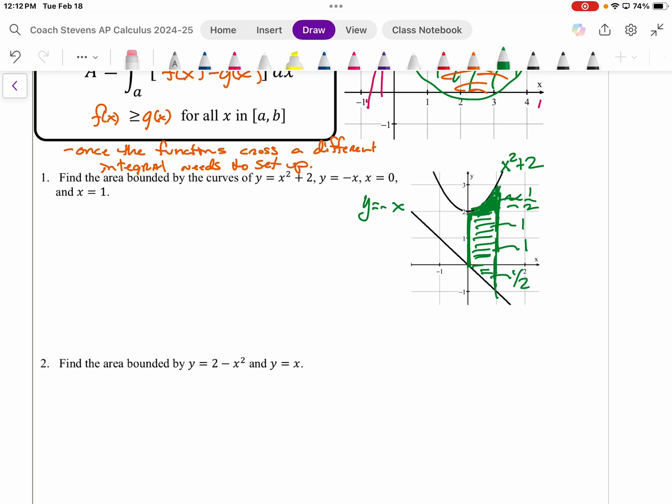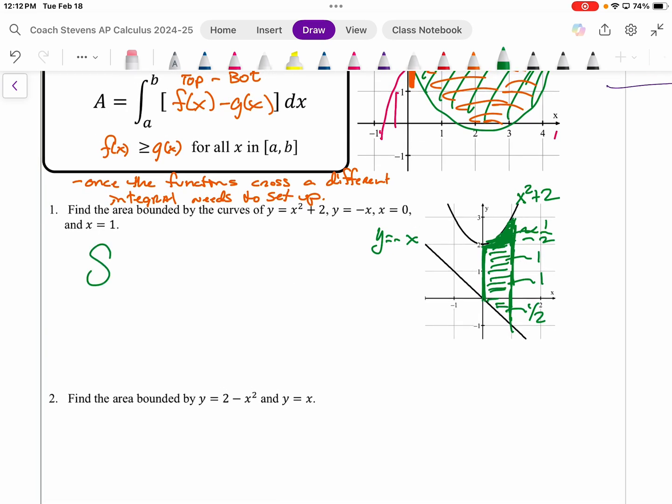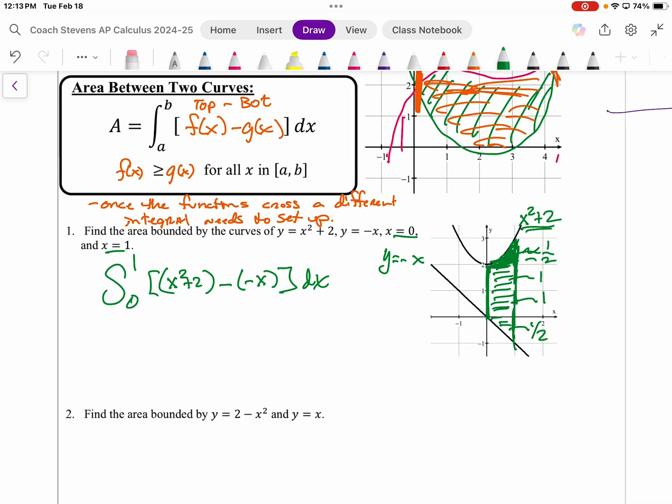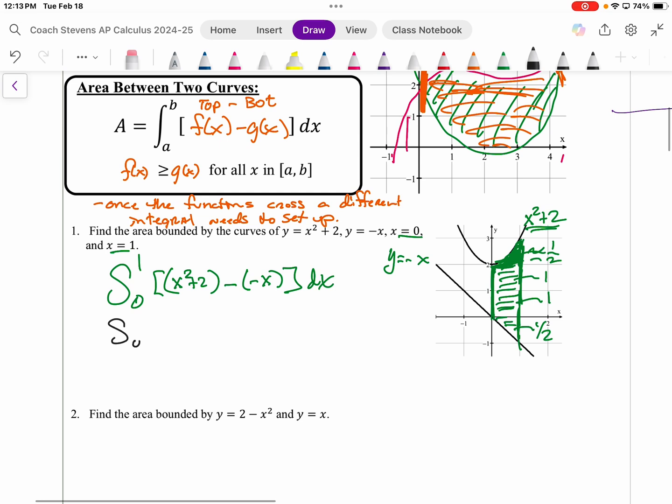So using our formula up above here, I get to go to the integral from 0 to 1 because they tell me from 0 to 1. And then it's the F equation, which is the equation on top. The equation on top is the x squared plus 2. So x squared plus 2, that equation minus the bottom equation, which is the linear function. And then dx. And then, again, we can do this one by hand. So I'm going to clean this up. The integral from 0 to 1 of x squared plus x plus 2 dx. There's my cleaned up version.